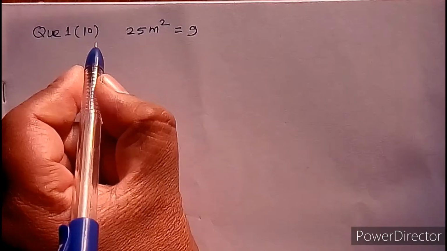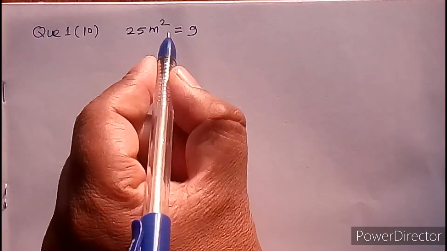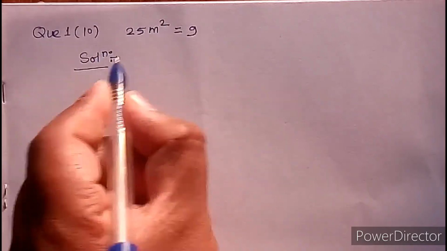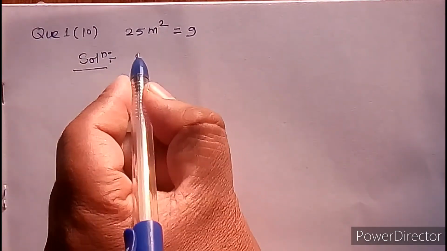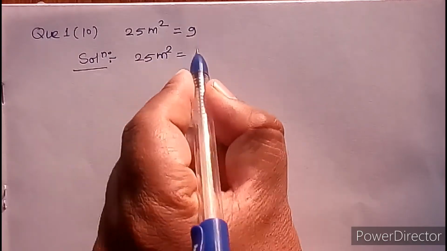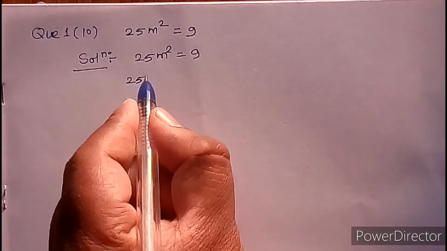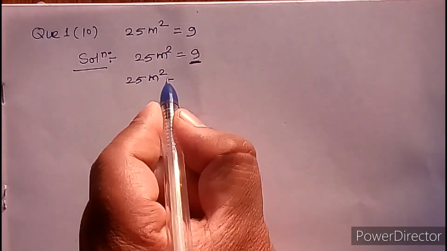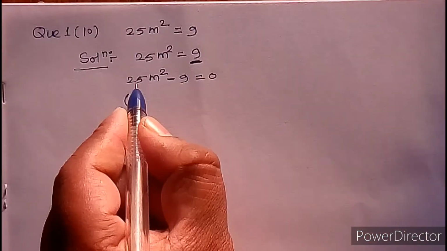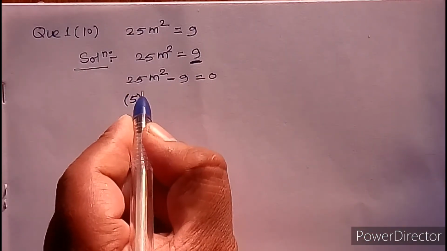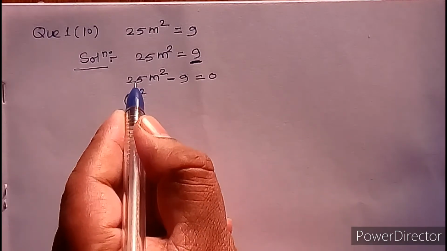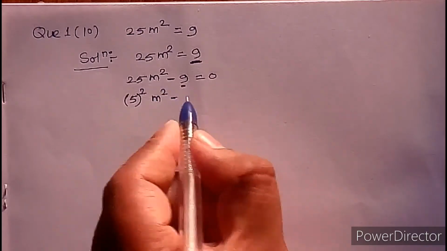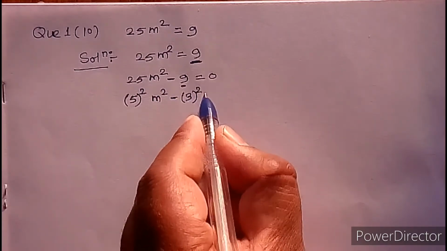Question 1, sub question 10, that is 25m square equals 9. We have to factorize this. Write down the solution part. In the solution part, write down the problem as it is, that is 25m square equals 9. Now we have to shift this 9 to the left hand side, it will become minus 9 equals 0. Now you can see that this 25 is the complete square of 5. Write down here 5 square, it means 25m square as it is, minus this 9 is the complete square of 3. Write down here square of 3 equals 0.